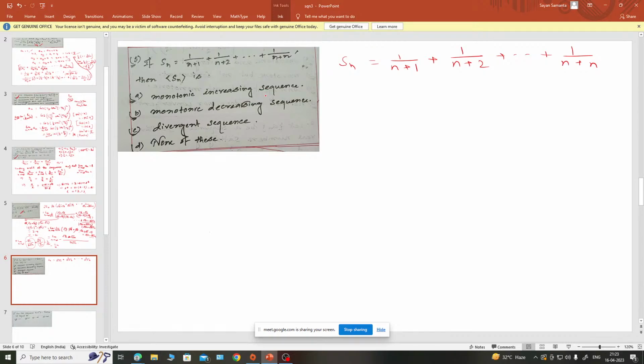First I can say that if xn plus 1 is greater than xn, then xn is called a monotone increasing sequence. If xn plus 1 is less than xn, then it is called a monotone decreasing sequence. And a divergent sequence, if limit xn equals infinity or minus infinity, then it is called a divergent sequence. If none of these apply, then none of these. Is it clear to everyone?